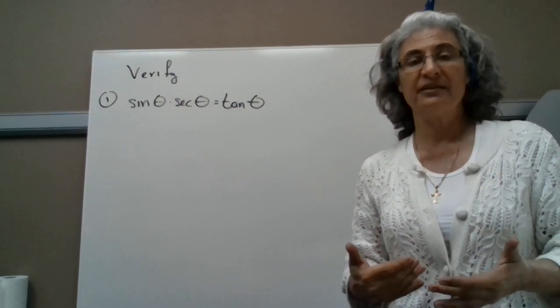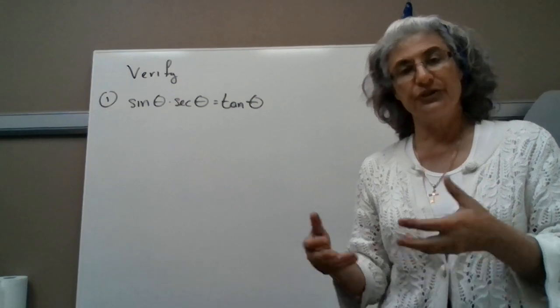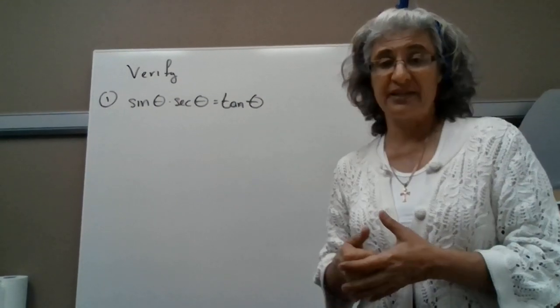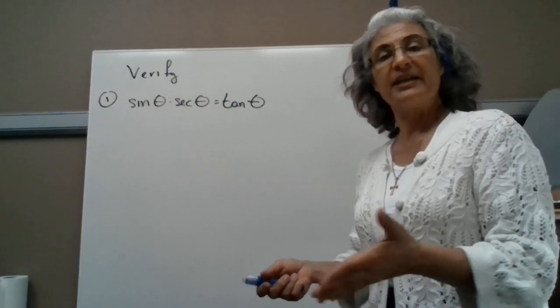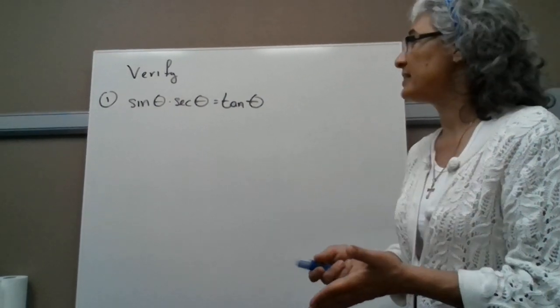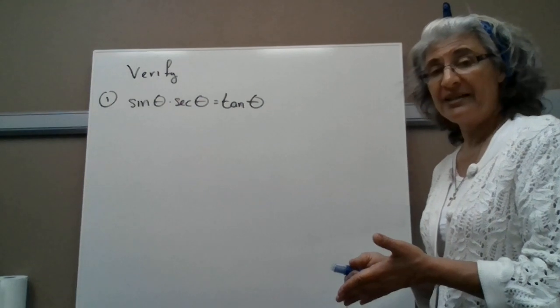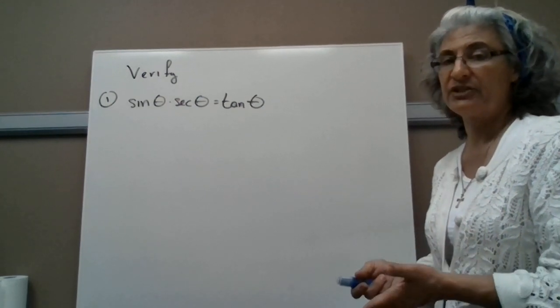And sometimes people ask me, well, which side do I work with? I work with the side that has the most stuff on it. So in this case, that's going to be the left side. So I'm going to work with the left side only. And I'm taking a look at it, and I'm trying to figure out if sine times secant is going to give me tangent.